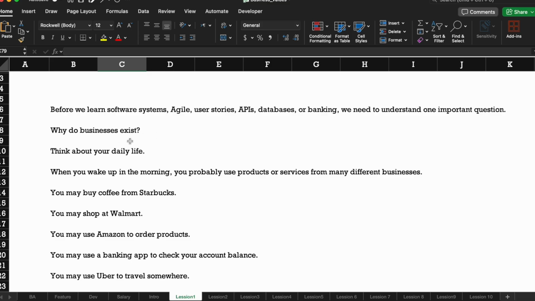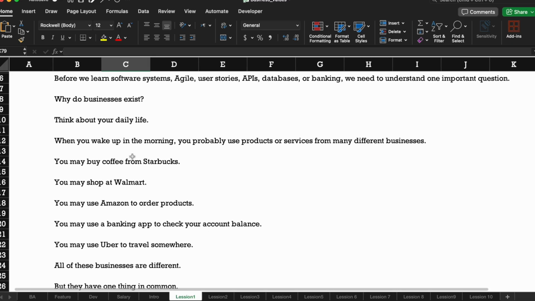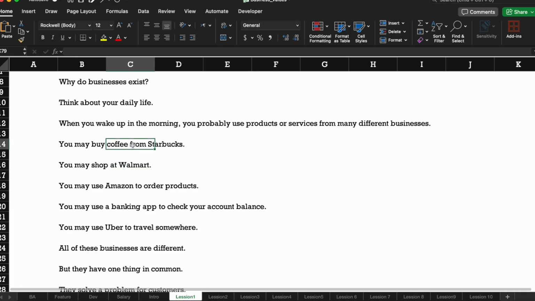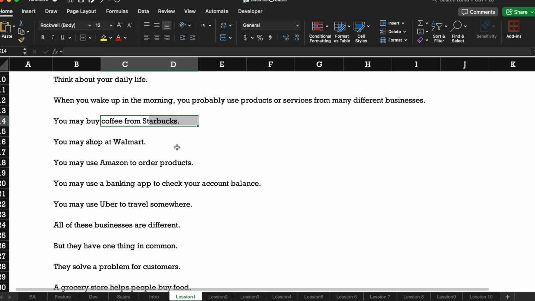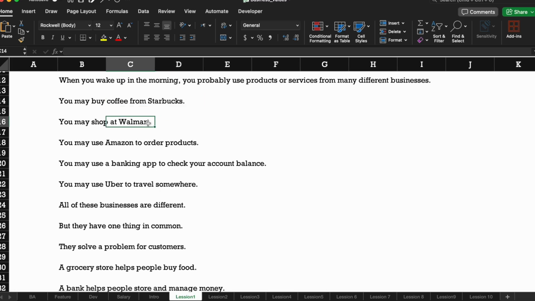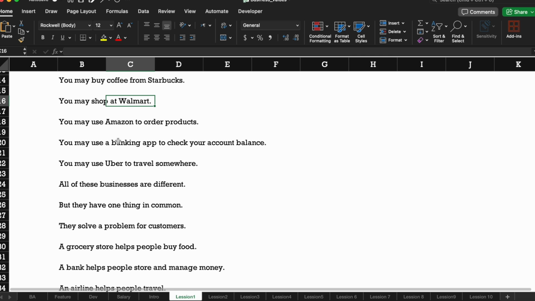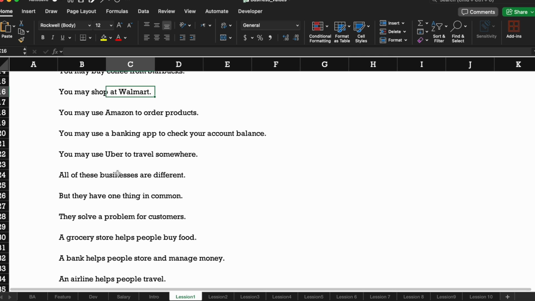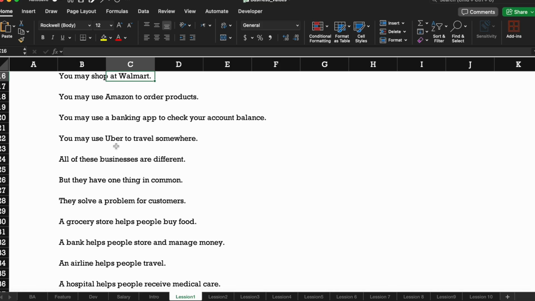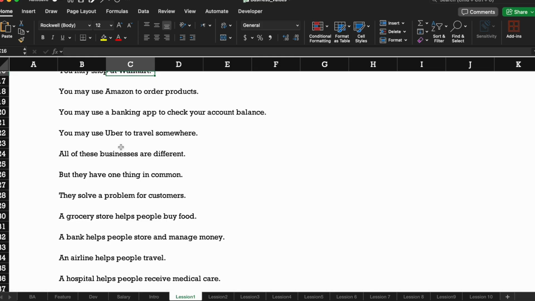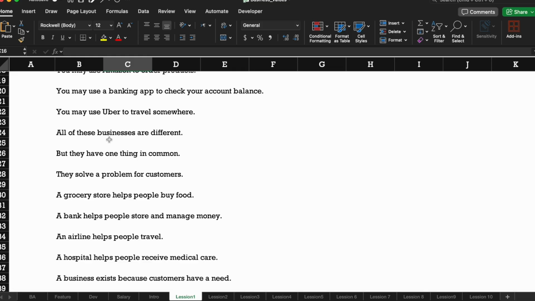Think about your daily life. When you wake up in the morning, you probably use products or services from many different businesses. You may buy a coffee from your favorite coffee shop like Starbucks, or shop at your favorite grocery store like Walmart. You may use online shopping like Amazon, or a banking app to check your account balance. You may use booking software like Uber, airplane or hotel booking. All of these businesses are different, right?